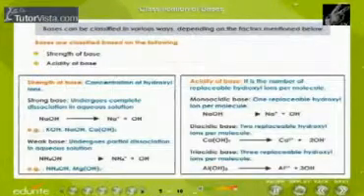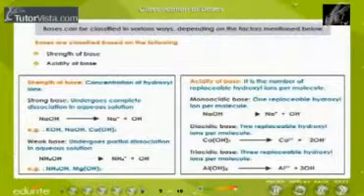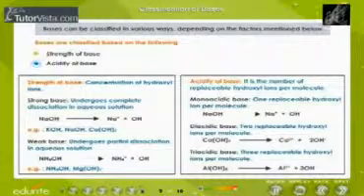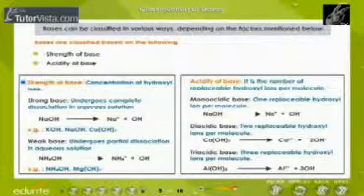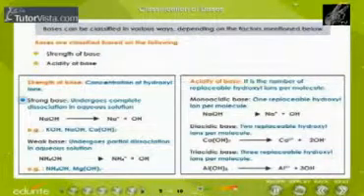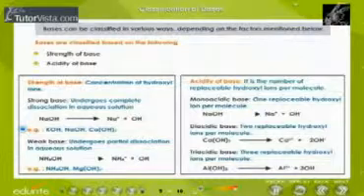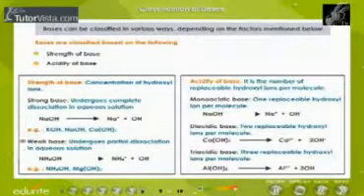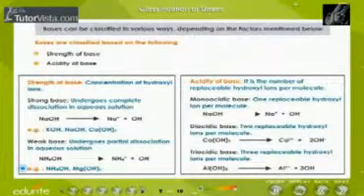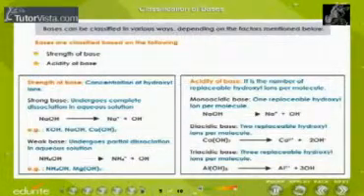Classification of bases. Bases can be classified in various ways depending on the factors such as strength of base and acidity of base. Strength of base is the concentration of hydroxyl ions. A strong base undergoes complete dissociation. For example, KOH, NaOH and Ca(OH)2. A weak base undergoes partial dissociation. For example, NH4OH and Mg(OH)2.